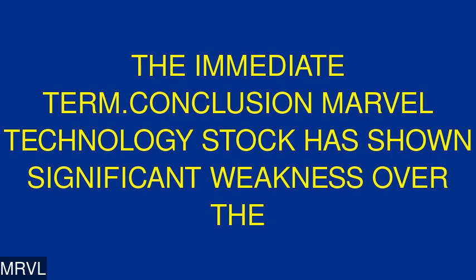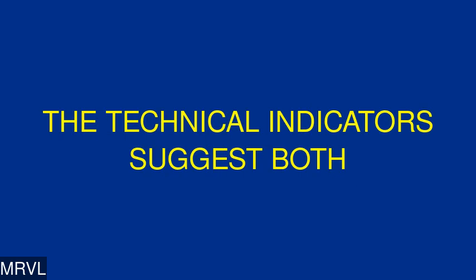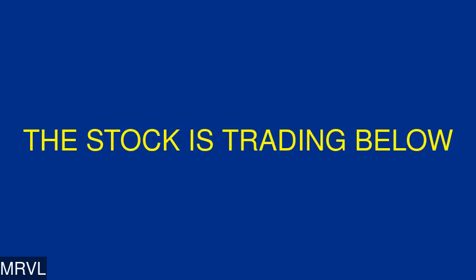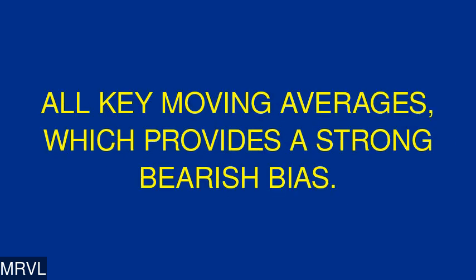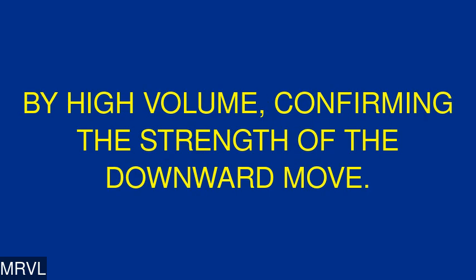Conclusion: Marvell Technology stock has shown significant weakness over the past month, with a sharp decline from its July highs. The technical indicators suggest both the short-term and medium-term trends have turned bearish. The stock is trading below all key moving averages, which provides a strong bearish bias. The recent decline has been accompanied by high volume, confirming the strength of the downward move.